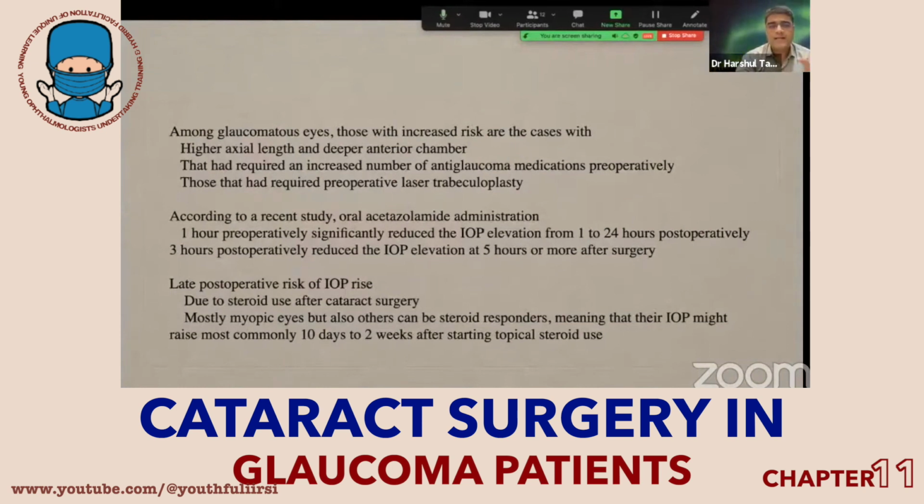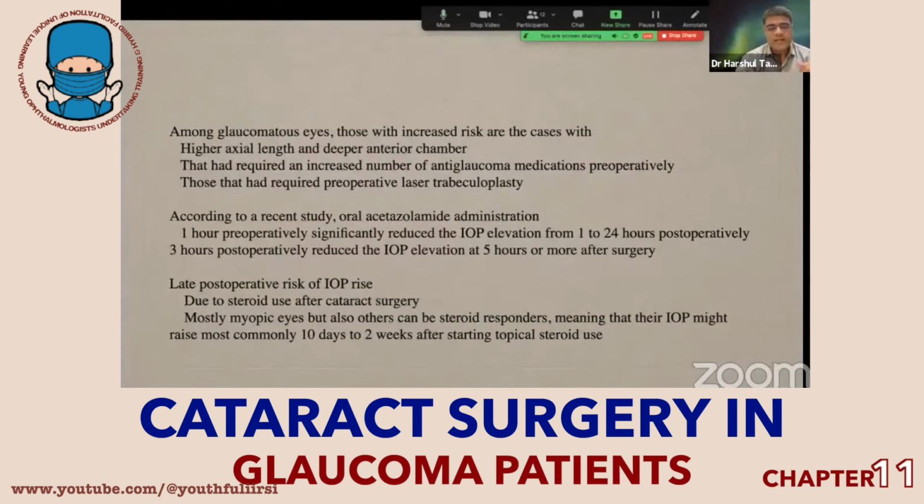And among glaucomatous eyes, some patients are at increased risk of higher IOP. These are patients who have higher axial length and deeper anterior chamber, who required an increased number of anti-glaucoma medications pre-operatively, and those who required pre-operative laser trabeculoplasty. And this is a very interesting study on oral acetazolamide administration. If given 1 hour pre-operatively, it significantly reduced IOP elevation from 1 to 24 hours post-operatively. And if you give it 3 hours post-operatively, it reduces IOP elevation at 5 hours or more after surgery.